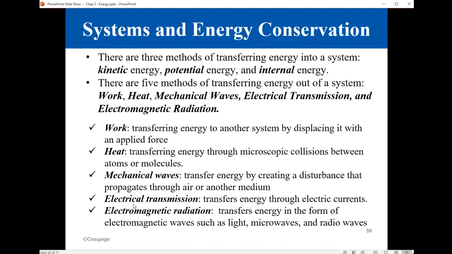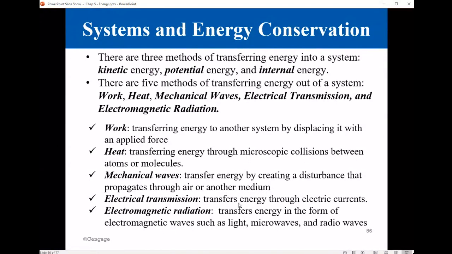In a similar form, for electrical transmission and electromagnetic radiation, in this case for radiation, energy is transformed in the form of electromagnetic waves like light, like microwaves, like radio waves. These are all forms of energy. For electrical transmission, energy transfers through electric currents in the circuit, which is used to have the appliances function.